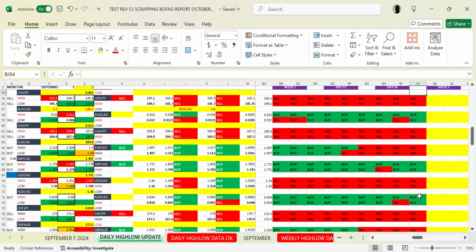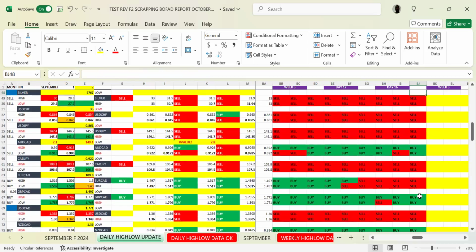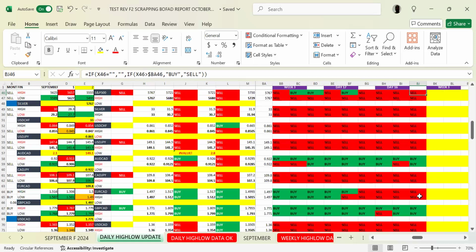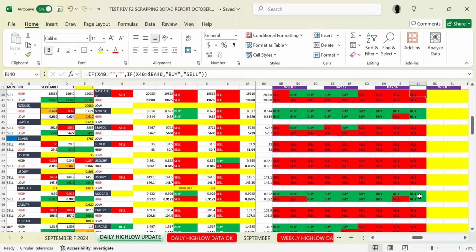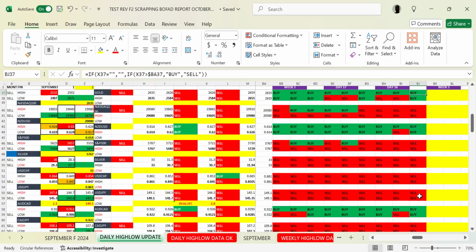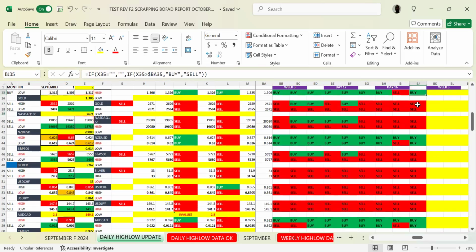AUD CAD to buy, USD JPY to sell, USD CHF to sell, silver to sell, S&P 500 to sell, New Zealand USD to buy, Nasdaq to sell, gold currently to buy, although gold price is in two ways, 2635 or 2371. Okay, so at 2371, it is telling us to sell. So 2371 is better.